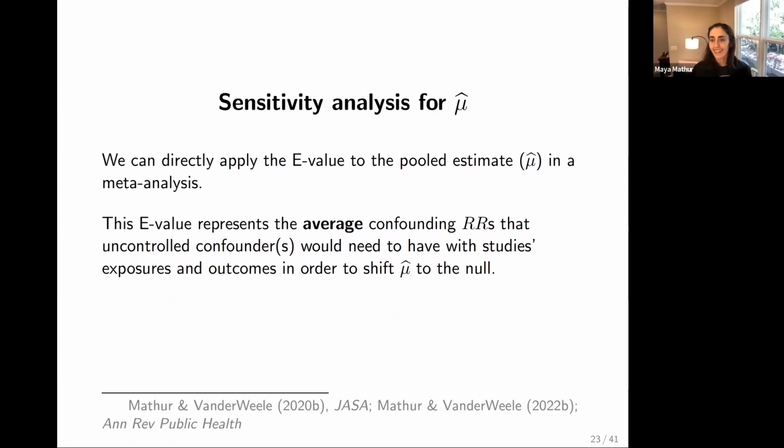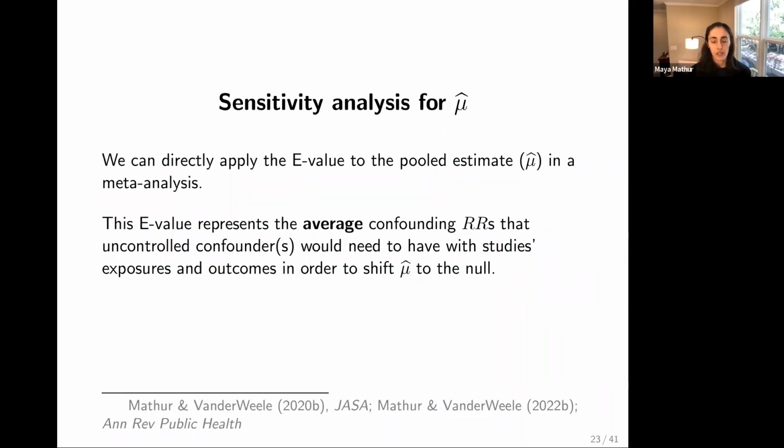Okay, so let's look at e-values for meta-analyses. And we're going to look at a couple different flavors. The first thing we're going to look at is what happens if we just apply the e-value to the pooled estimate of our meta-analysis. Can we do that, and what does it mean? And the answer is yes. Yay, we can do that. And what it represents is the average confounding risk ratios across studies that uncontrolled confounders would need to have with studies' exposures and outcomes in order to shift the pooled estimate, let's call it mu hat, to the null.